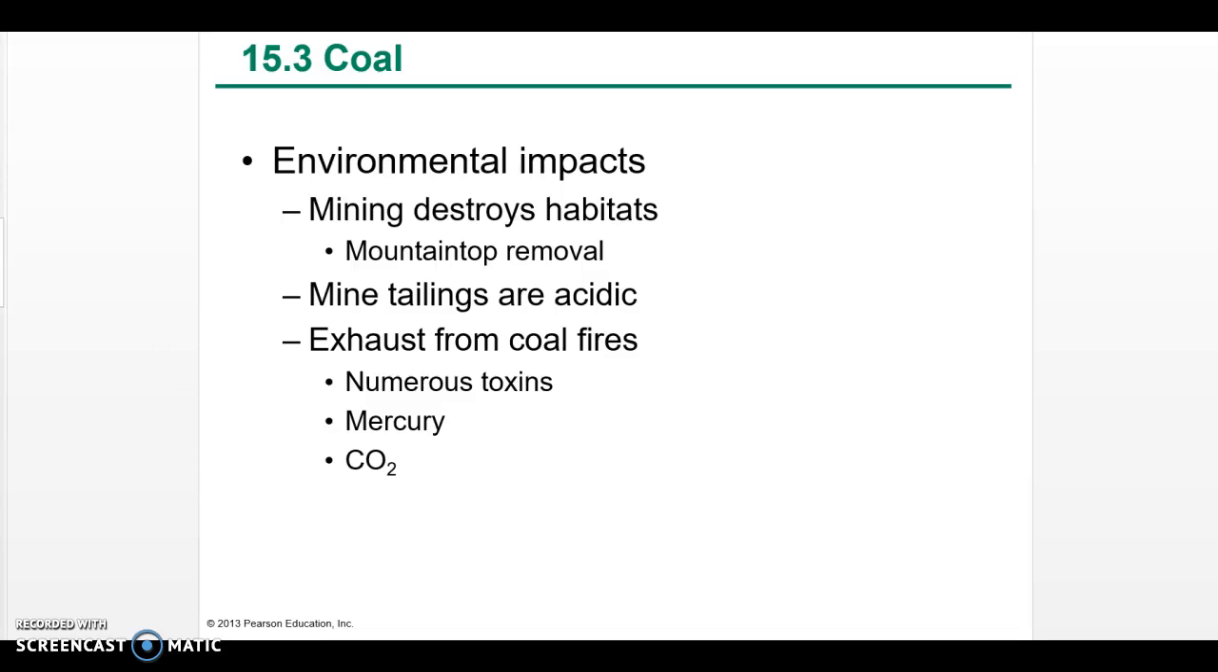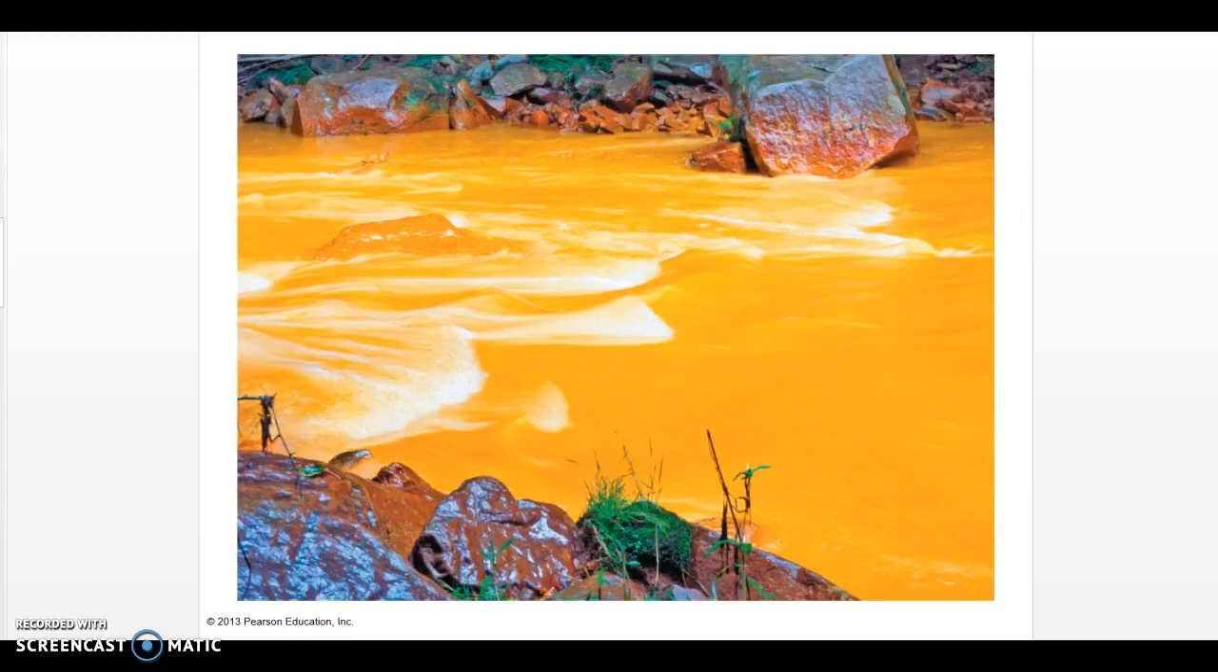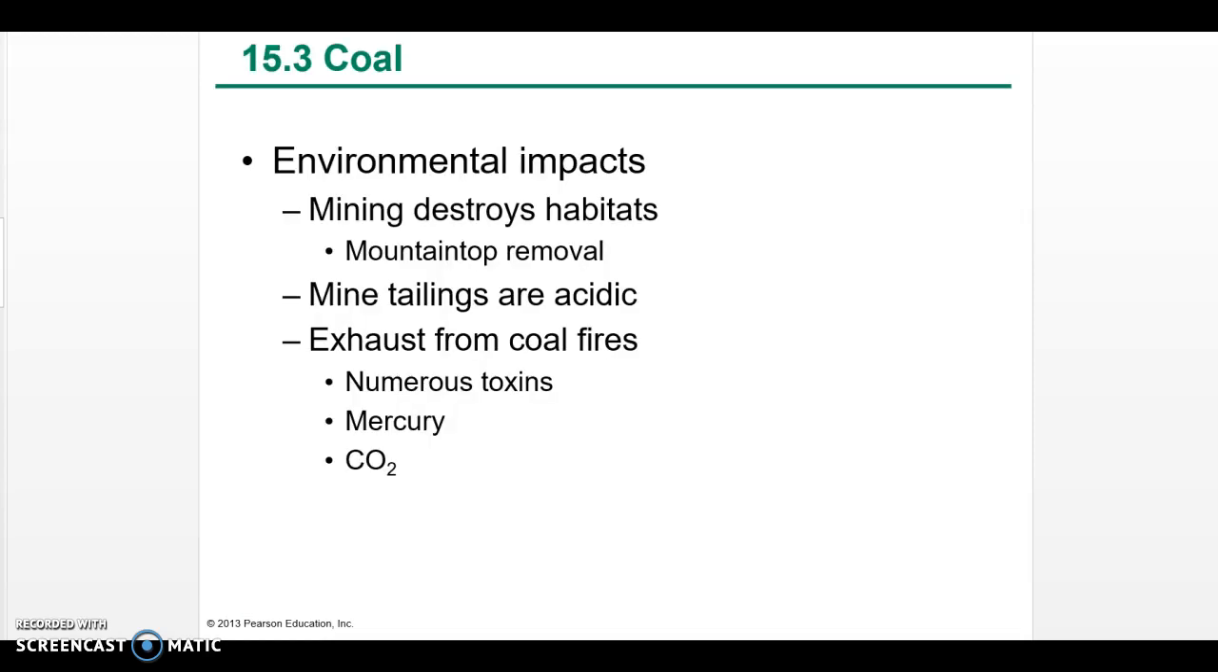What are the environmental impacts of coal? Well, big deal. Mining destroys habitats, mountaintop removal. The mine tailings are acidic, and these are mine tailings. This is what is used to wash that coal with, and then sometimes it ends up in our water streams.